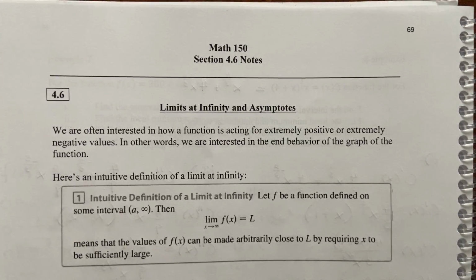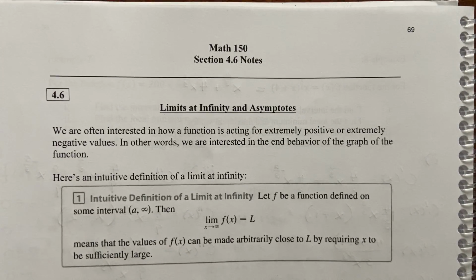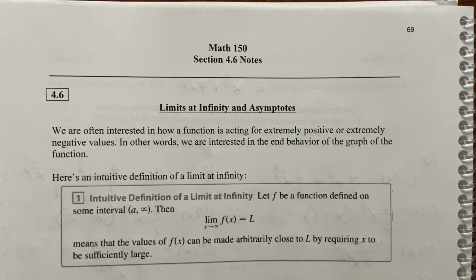Hi everyone, in this video I'll be talking about 4.6, limits at infinity and asymptotes. Limits at infinity basically are a way of figuring out what a function is doing towards the end of its life. So if you want to know the end behavior of a function, then evaluating the limit as x, or whatever the input variable is, approaches infinity will reveal what is happening at the end of the function's life.